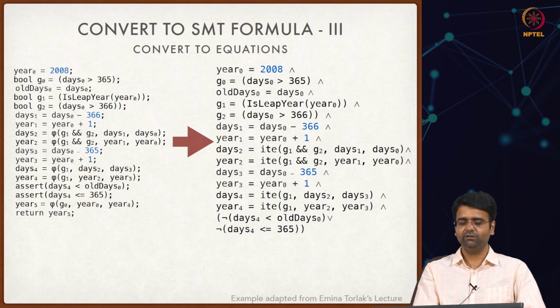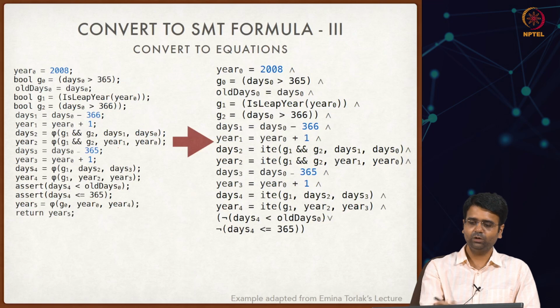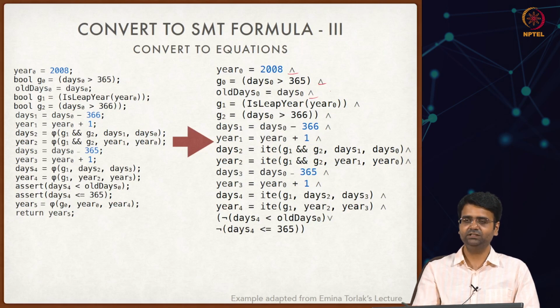So in fact, the way to convert this into a formula is to directly replace the semicolons with ands, with conjunctions, and that's all. So I say year 0 equal to 2008, G0 is day 0 greater than 365, old day 0 is equal to D0, day 0, and G1 is leap year 0, and so on. This size, I have replaced it with this ITE, which is just if-then-else.